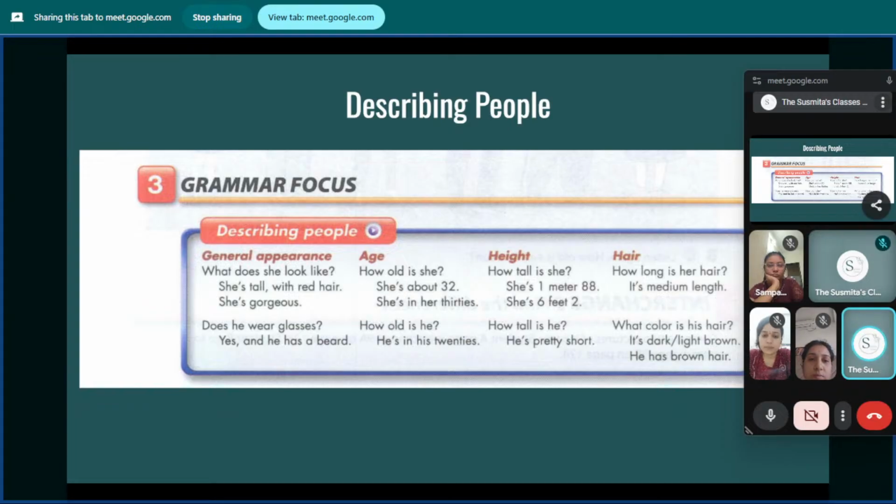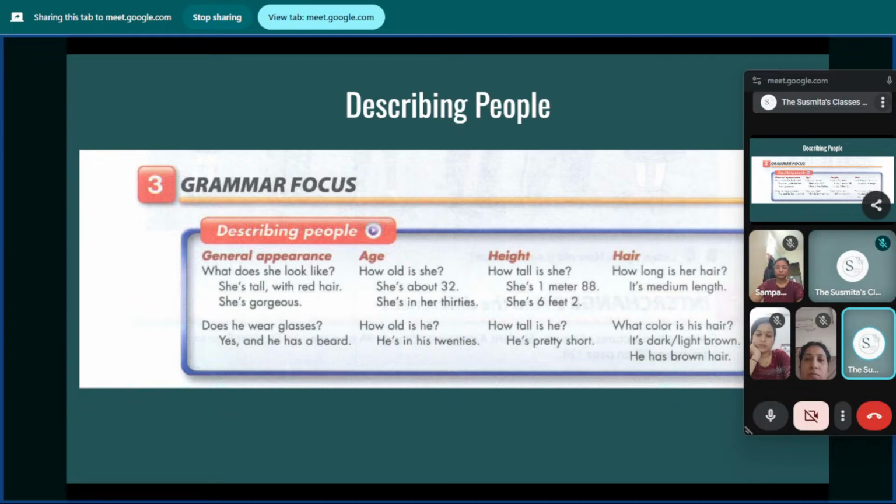If we are asking about age, we'll say how old is she, or how old is he. Or what is her age, that also we can ask, but how old is she is a better question to ask. Then we can talk about someone's height. How tall is she? Or how tall is he, or what is her height पण आपण म्हणू शकतोय, but how tall is he is better. Then we can talk about someone's hair by asking how long is her hair, or what color is her hair. That is how we will ask the questions.